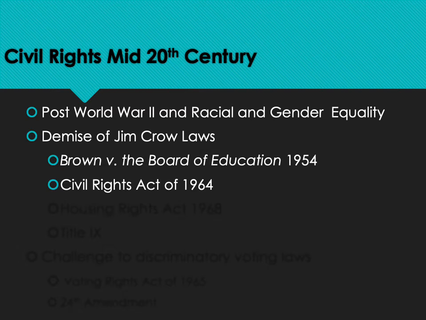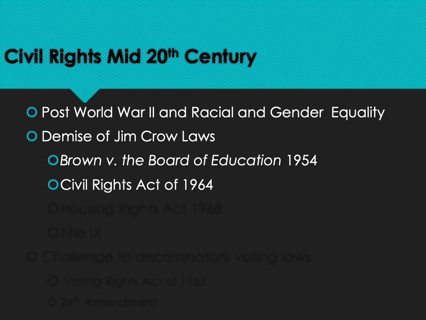Another demise of the Jim Crow laws was the passage of the Civil Rights Act of 1964 that was signed into law by Lyndon B. Johnson soon after the assassination of John F. Kennedy. The Civil Rights Act of 1964 is landmark civil rights legislation. It does many things.